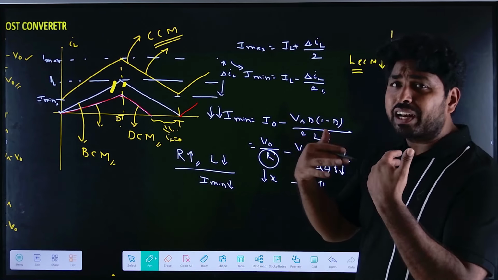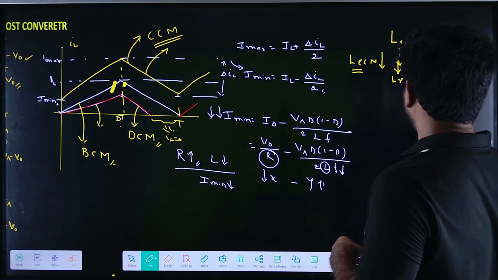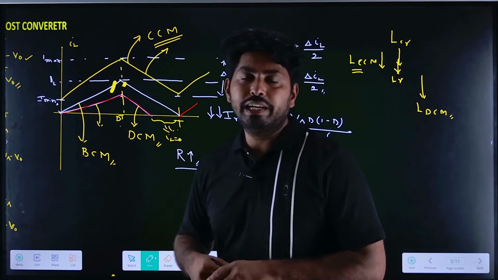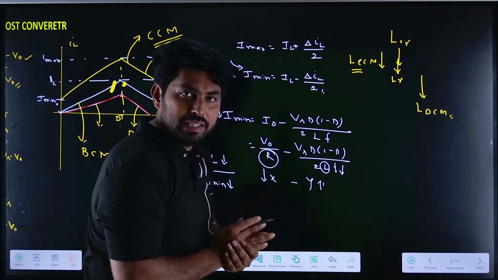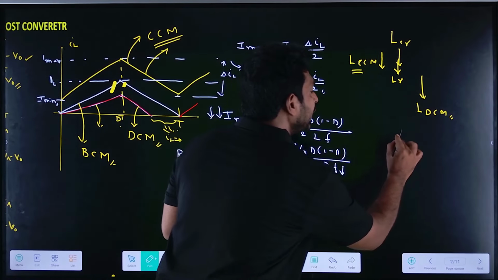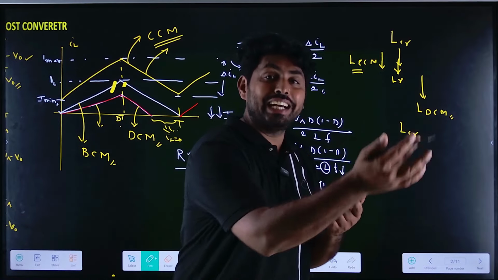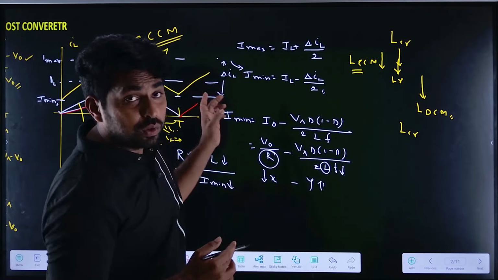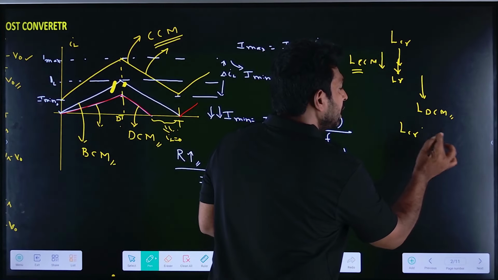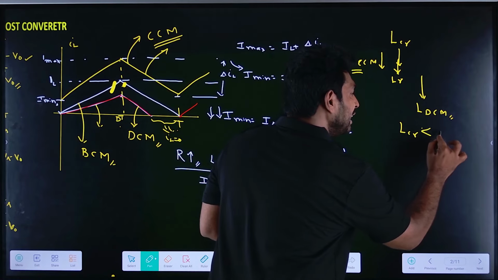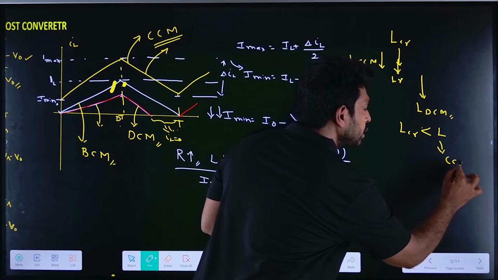So if I reduce the inductance even after LCR, it will operate in the discontinuous conduction. Now, how can we define this? If I take the critical inductance as the reference, and the inductance value is greater than the critical inductance, it will operate in the continuous conduction mode.